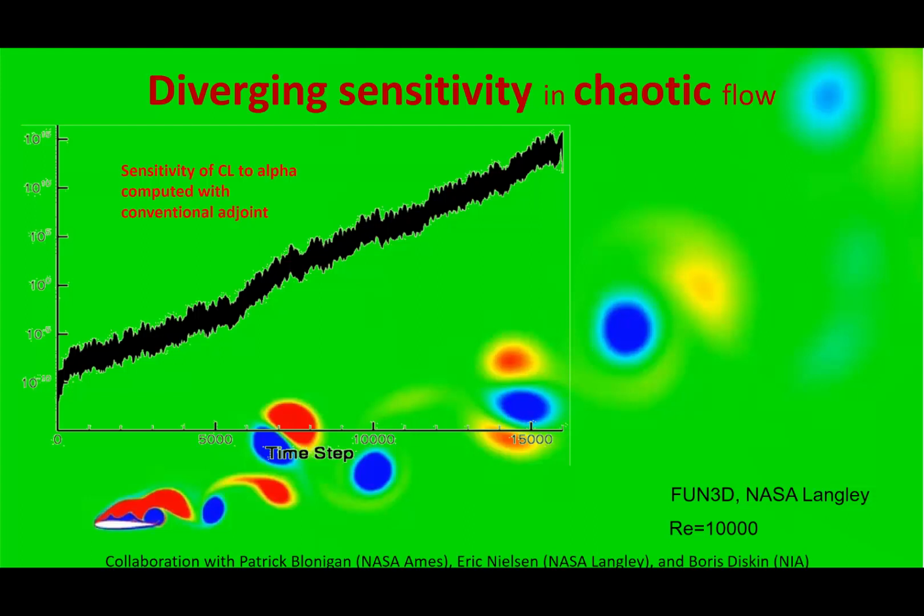Like, what is the derivative of CL with respect to alpha you would expect as an aerospace engineer? 2 pi based on thin airfoil theory, but order 1, right? Here, it's not. It's 10 to the 15.